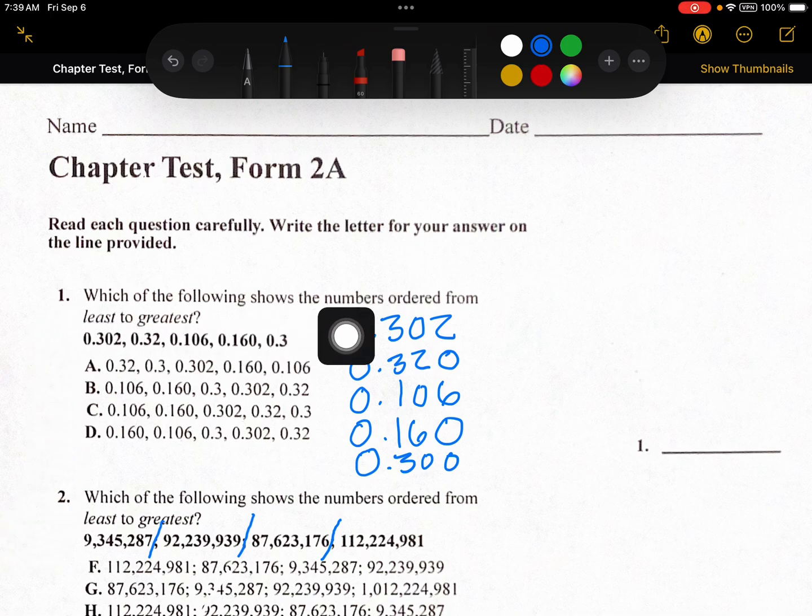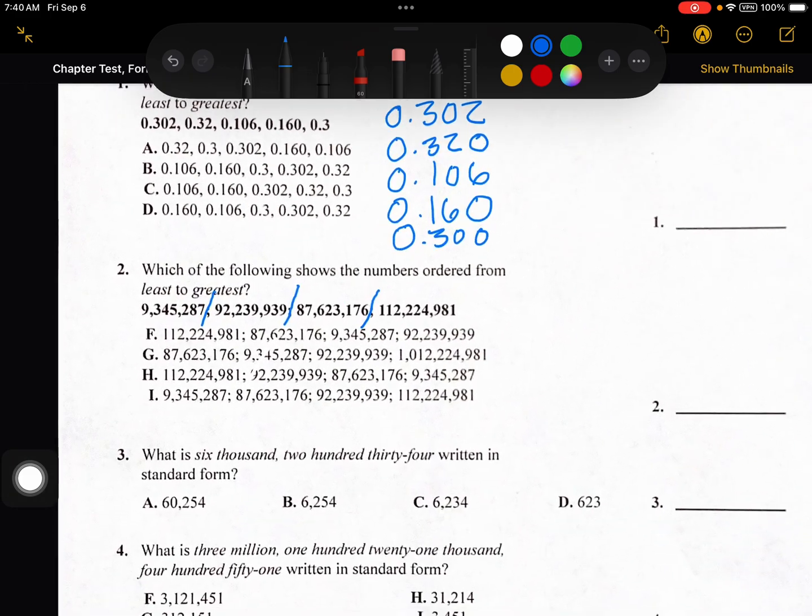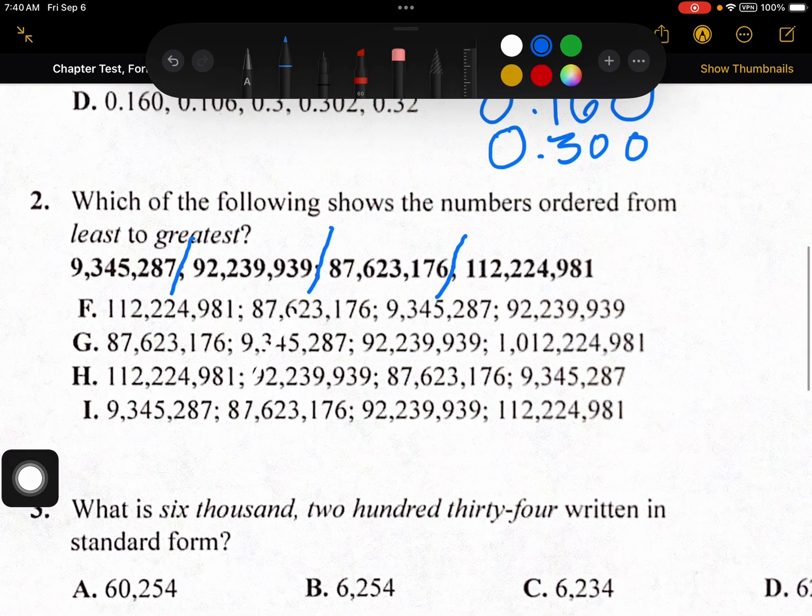Which of the following shows the numbers ordered from least to greatest? Here's your numbers. You need to stack them, lining up the decimals and filling in any placeholders with zeros. So that way you understand which is greater and least. You're going to put the littlest number first, so which one of these answers has the littlest number first? Number 2.